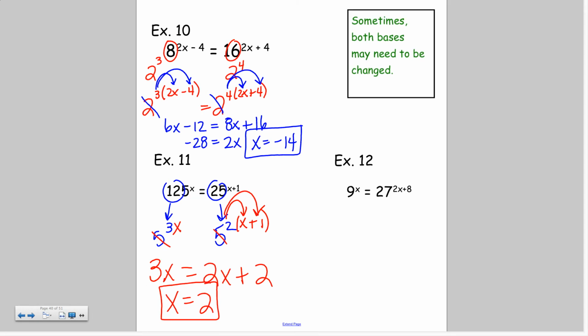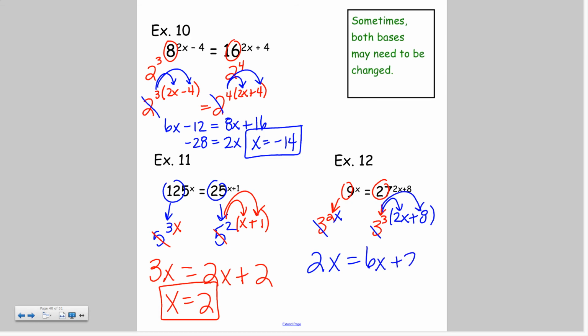Alright, number 12. I've got 9 to the x and 27 to the 2x plus 8. So I can rewrite 9 and 27 as a base of 3. 9 can be rewritten as 3 squared. 27 can be rewritten as 3 to the third. So I can't forget the x that goes with the 9, and the 2x plus 8 that goes with the 27. So I drop my base. 2x equals, I'm going to distribute here. I'm going to move that 6x over. Divide by -4, and I get x equals -6.